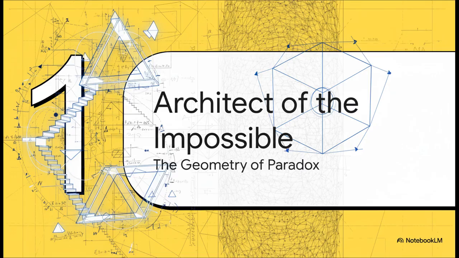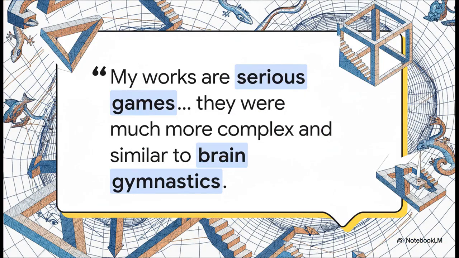To really get what Escher was doing, we have to become architects ourselves, architects of the impossible. We're going to peel back the layers of his most famous paradoxical buildings and find the mathematical blueprints he hid inside. You know, this quote is the perfect way to think about his art. Escher wasn't just doodling. He was designing these incredible intellectual puzzles. These weren't just random daydreams. They were meticulously crafted games that had their own internal logic, even if that logic was completely paradoxical.